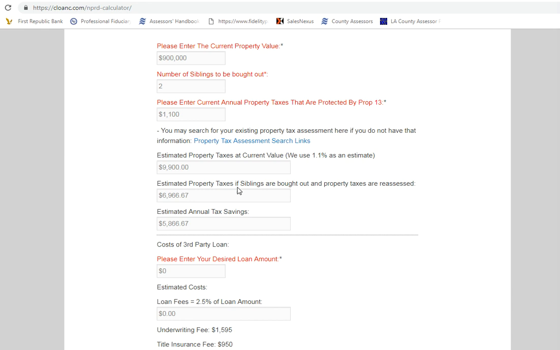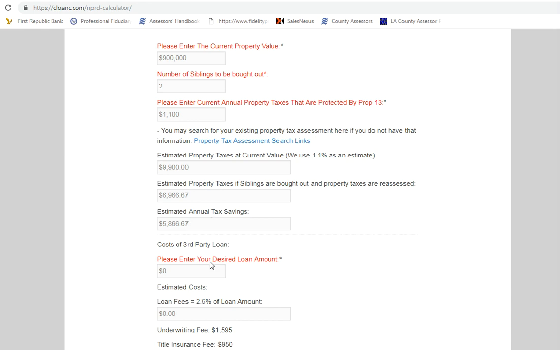Now the estimated property taxes if the siblings are bought out and property taxes are reassessed is different. Why is that different? Well, you have three kids, and the acquiring beneficiary's share of the property taxes will not be reassessed. Just the kids that are being bought out, their share is reassessed. So only 2/3 of the property taxes are reassessed. So that's why this number differs from this number. Our estimated annual property tax savings is $5,866.67, and that's basically taking what the property taxes would be if it was reassessed minus what mom and dad were paying, $1,100, and that gives us $5,866.67.